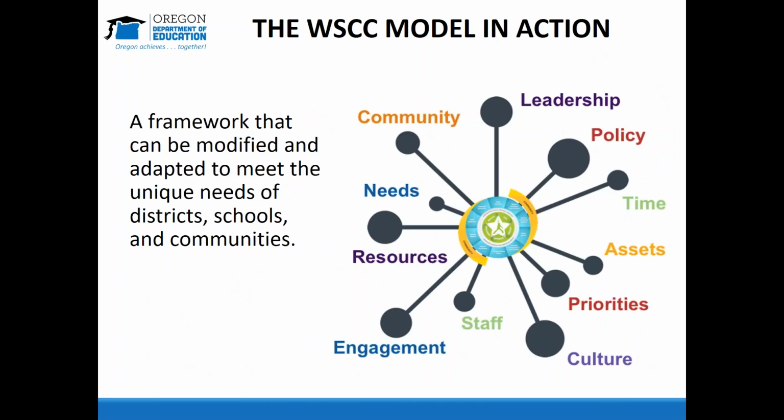So how does the WSCC model work? There's no single answer to this question. While there are promising practices to help facilitate WSCC adoption, there is no prescribed approach to using it. Implementation of the model can vary depending on district and school leadership, policy, culture, school and community needs and assets, staff availability, time, resources, family engagement, and community involvement.